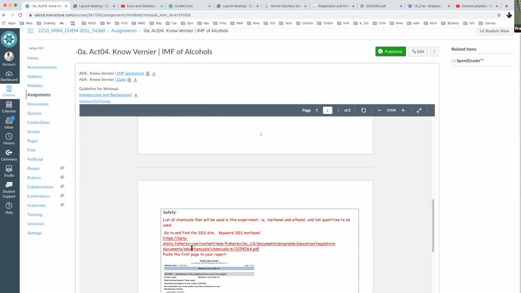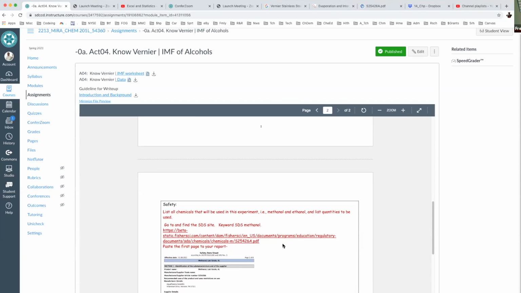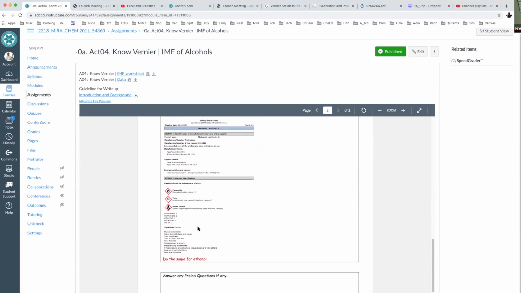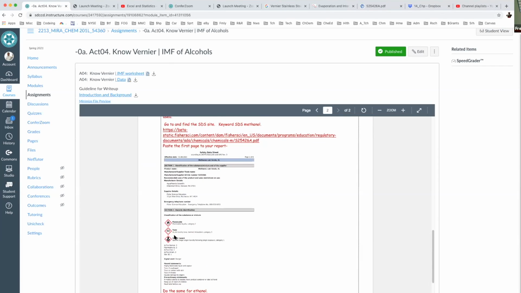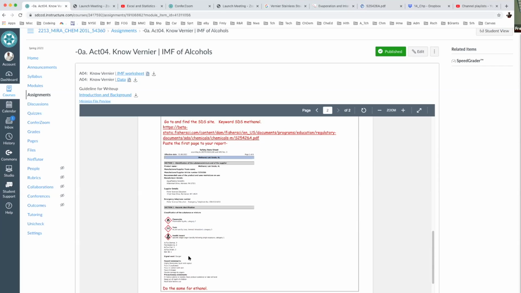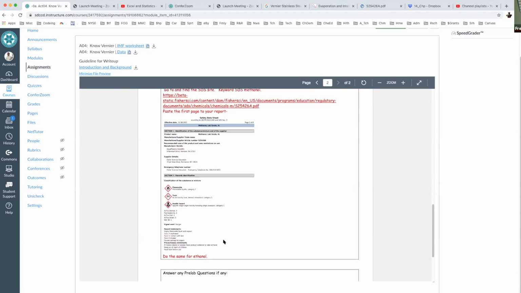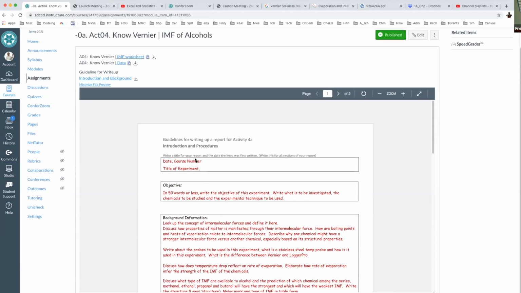And then go to this page right here to find the SDS data for the 2 chemicals that you are using. And I just want a screenshot of the first page. The first page pretty much tells me everything I need to know about this chemical, and then I just paste it here. Do the same for ethanol. And then the last part is answer any pre-lab questions, if any. So that would be what you would write for the introduction of your experiment.